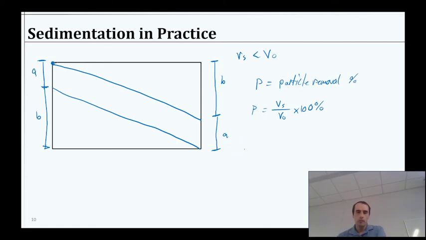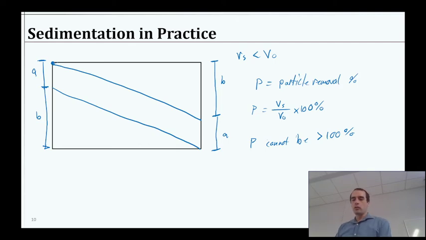And just to make a kind of obvious point, P cannot be greater than 100%. Right? So Vs can be greater than V naught, obviously. We can have particles that settle very fast, but that doesn't mean we settle more than 100% of those particles, right? So it's either all or partial. It's 100%, or maybe if we don't remove all, then we have some partial amount.